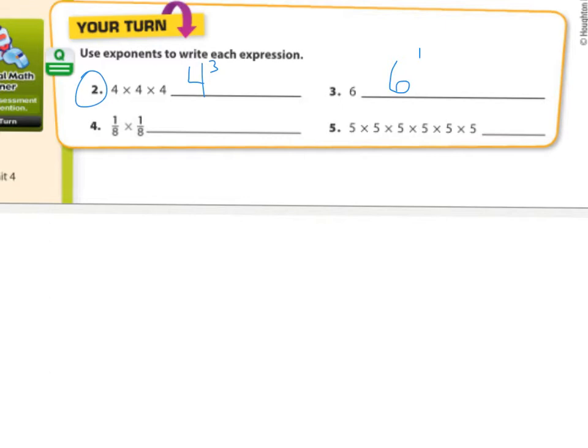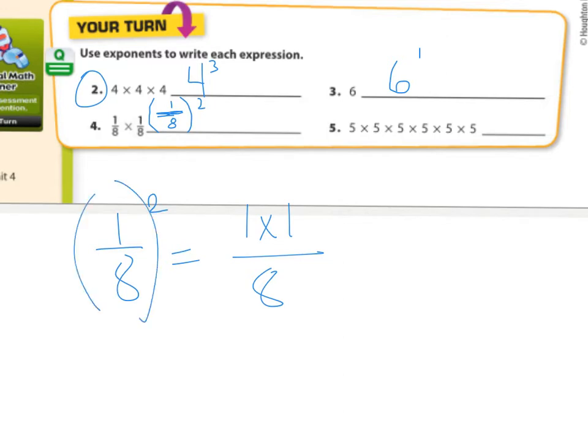Number 4, what is the number that's being multiplied over and over again? Even if it's only twice, it's still 1/8. And then how many are there? There's 2. Now we're going to put parentheses around these because it's the 1 and the 8 that's being multiplied, not just the 1. If you left off parentheses, that would mean 1 times 1 over 8. And we want everything to be multiplied by itself twice, so we put parentheses around it.